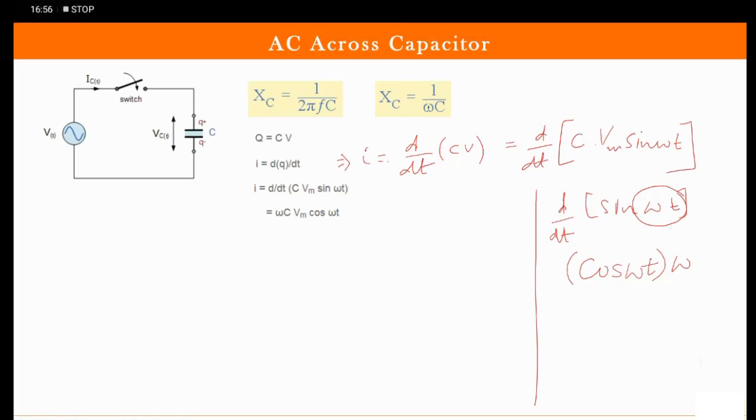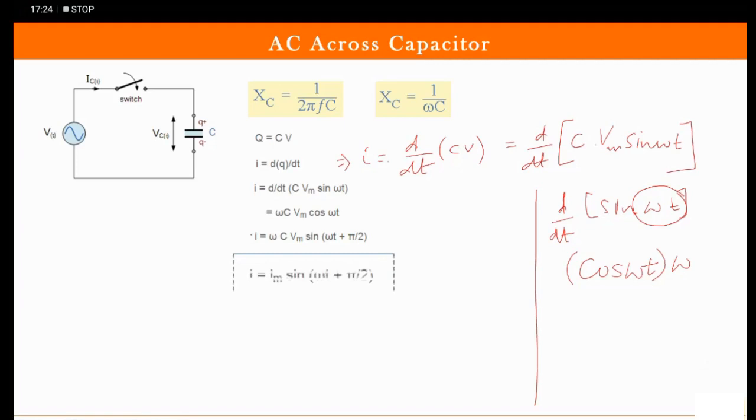So this is the equation which we got. Okay. So what is cos theta? Sin 90 plus theta. So we got I is equal to omega c Vm sin omega t plus pi by 2. Fine, plus pi by 2. Please pay attention here. In case of inductor, it was minus pi by 2. In case of capacitor, it is plus pi by 2. I think you can arrive at the conclusion, right?